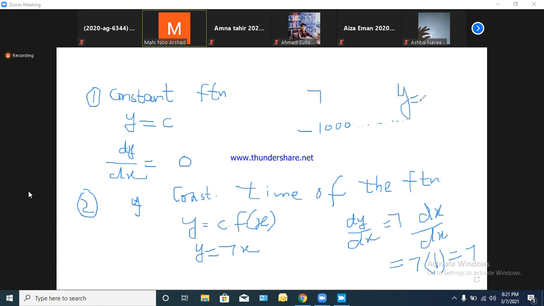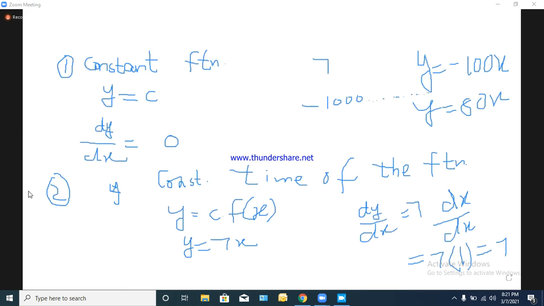Okay, students, calculate the derivative of this one. Calculate the derivative of both of these, then I will explain another rule.